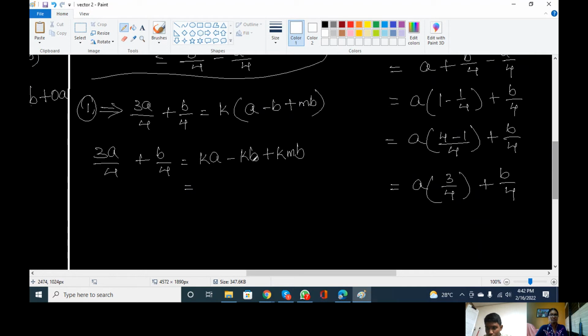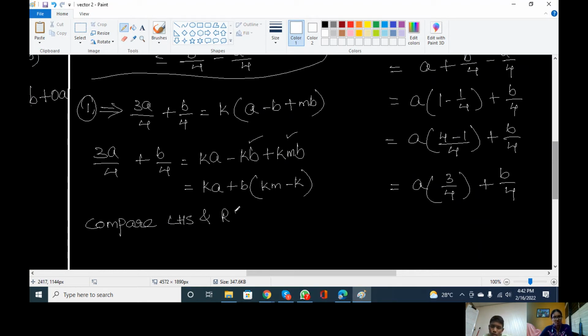Here we'll take b as common. So ka, if you take b as common, what do you get? Here b common, km minus k. Right. So comparing LHS and RHS.